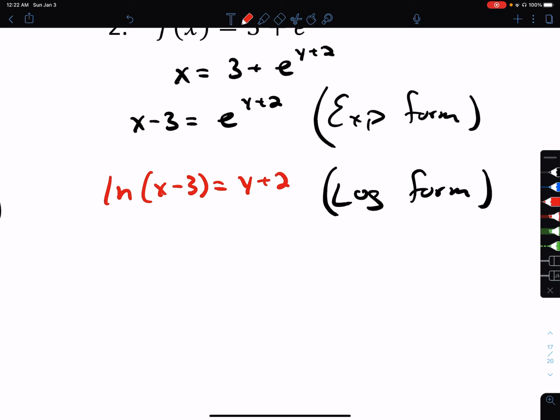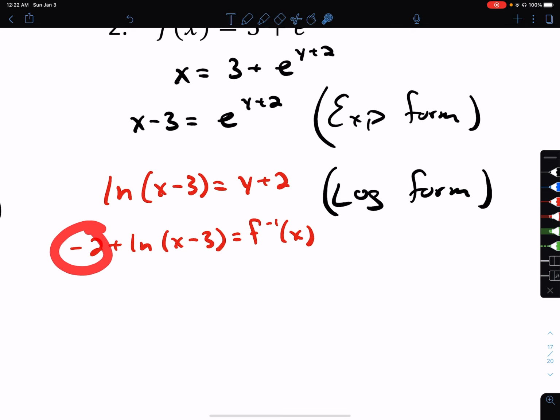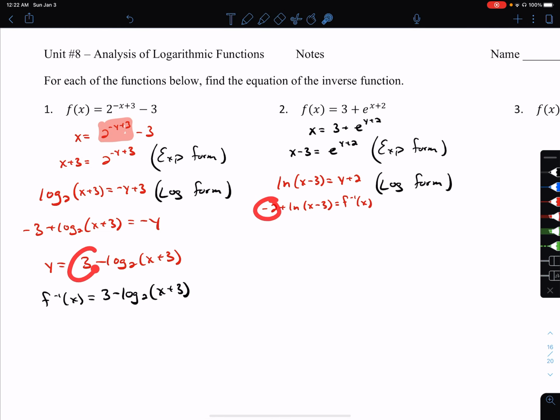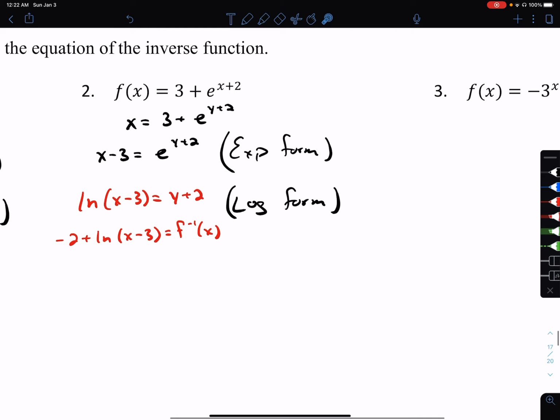To get y by itself, I'm going to subtract 2 from both sides. And instead of writing a y, I'm going to use the inverse notation. I intentionally put the constant on the left in both of these cases. You don't have to, but it just makes it clear that that's not part of the argument. So I typically write it that way.